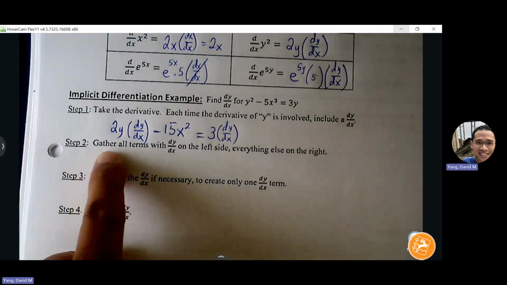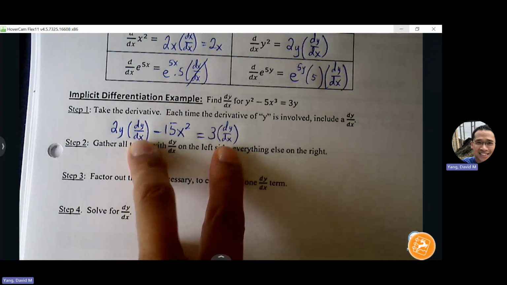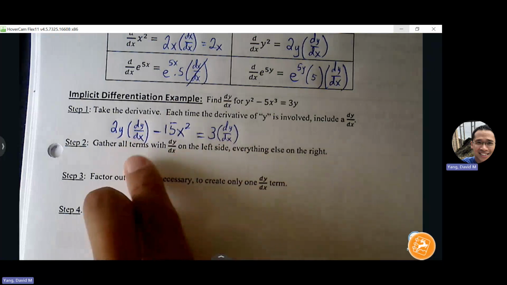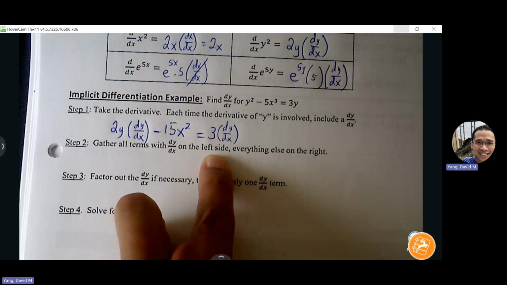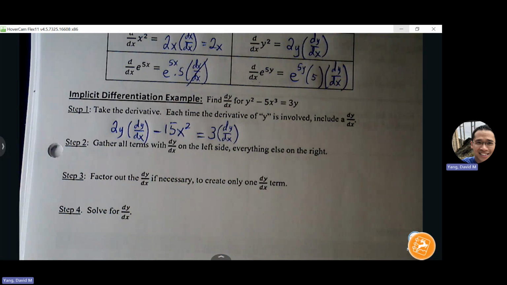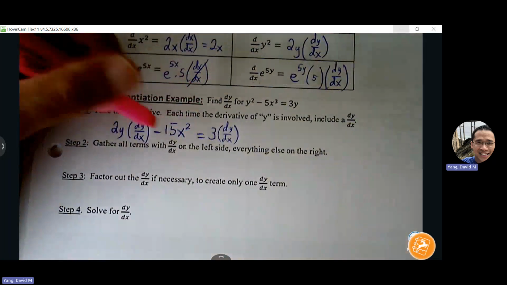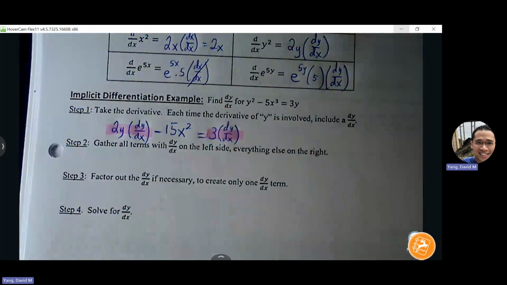So step 2, we're going to gather all the terms with dy dx. Think of this as a separate variable here. We're going to gather all the terms with dy dx on the left side. It doesn't have to be the left side, but that's my preference, because I like to have my derivative variable on the left side, and then everything else on the right side. So I see 2 terms with dy dx. These 2 terms I'm going to group together on the left side.